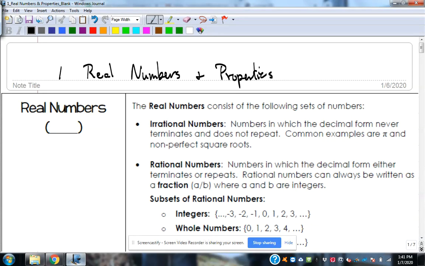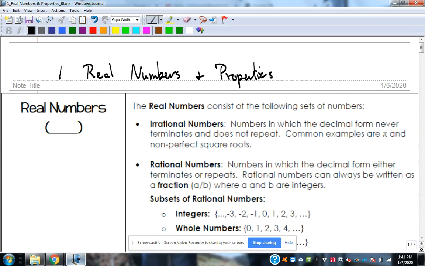Okay, so today we're going to talk about the real number system and then a few of the properties. So some really basic things about numbers and things that we've dealt with for years. And so the real numbers consist of a bunch of other numbers. So the real number system is the numbers that we are used to dealing with.